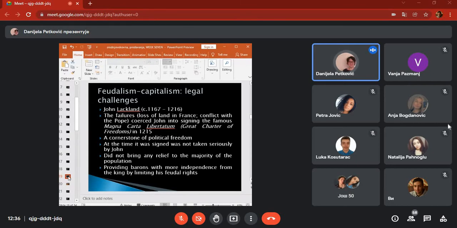And there is a prehistory that led to John signing this document. And this prehistory includes the failures associated with his reign. So he lost lands in France. He entered into conflict with the Pope. If you remember, the totality of the English nation was, well, not really excommunicated, but there were no religious rights for some years in England because of his conflict with the Pope. And all these failures ultimately coerced John into signing this document called Great Charter of Freedoms in 1215, and nowadays it is interpreted as the cornerstone of political freedom.